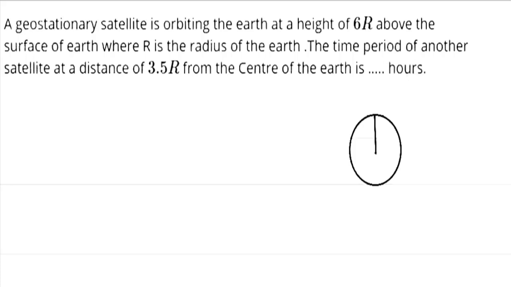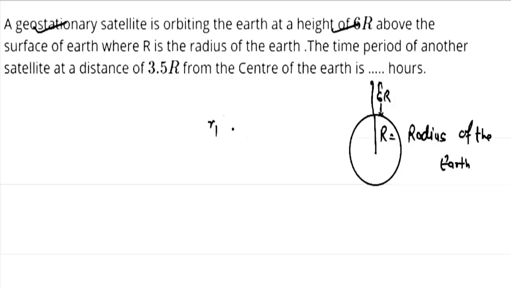In this question, it is given that a geostationary satellite is orbiting the Earth at a height of 6R, where R is the radius of the Earth. Suppose this is the point above the Earth's surface, so this distance is 6R from above. Let r1 be the distance from the center. So this is equal to R plus 6R, which gives 7R.